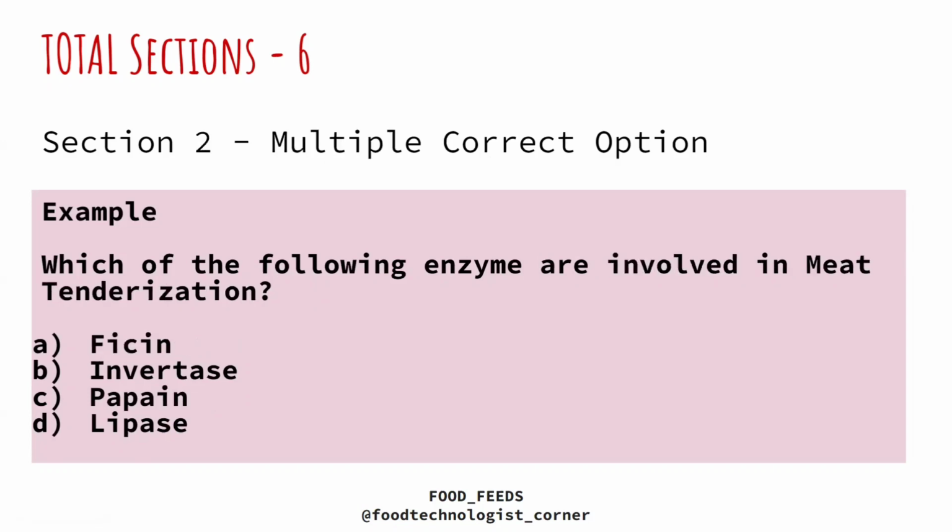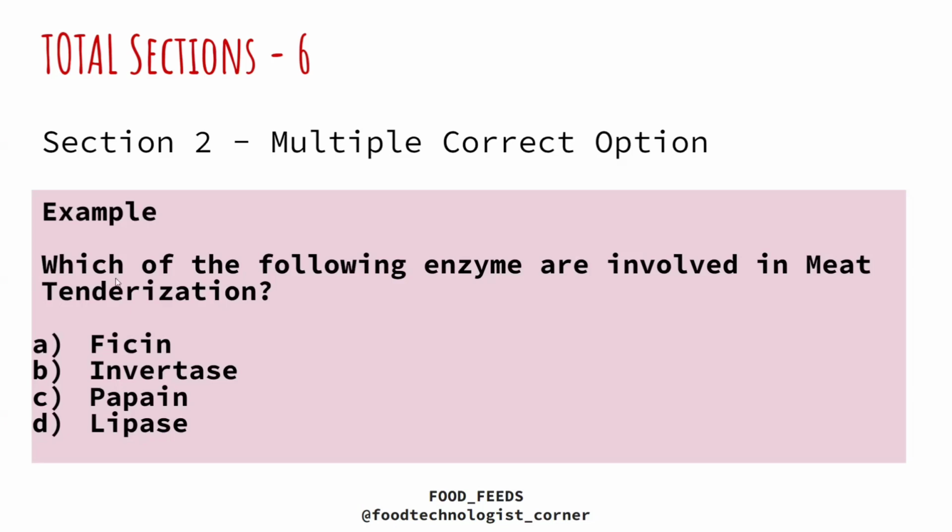Coming to section 2, where they give multiple correct options. Though they have given 4 to 5 options, out of these there will be either 2 right answers or 3 right answers. Sometimes all the given options may be correct. Depending on that, you have to tick the options that you think suit the question.